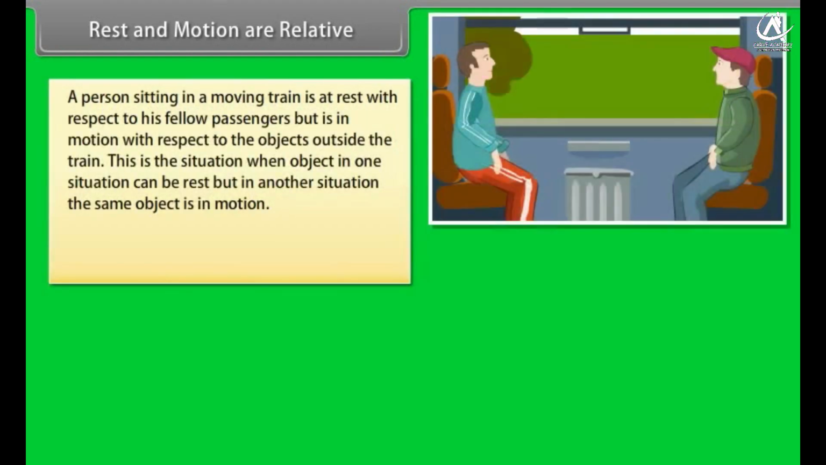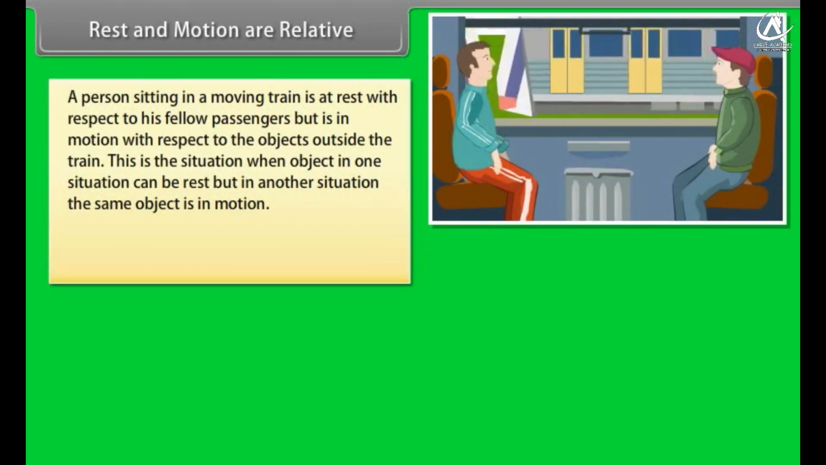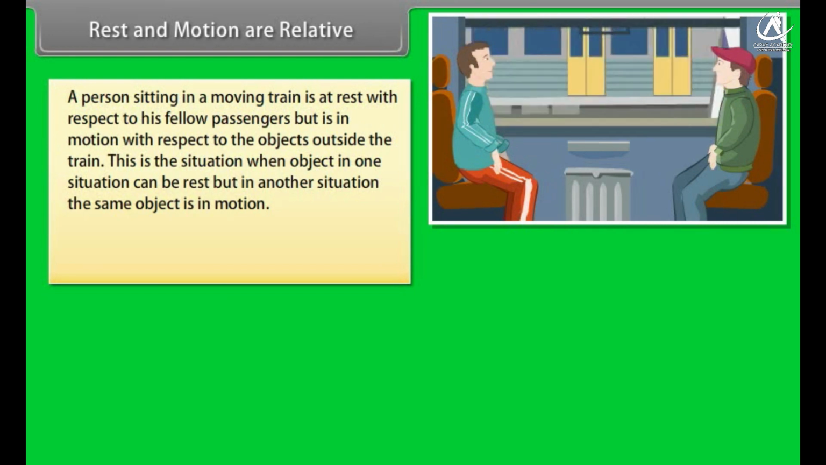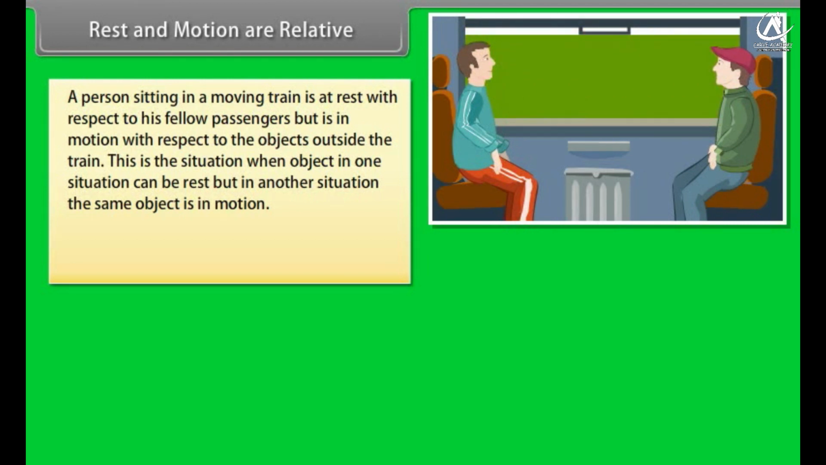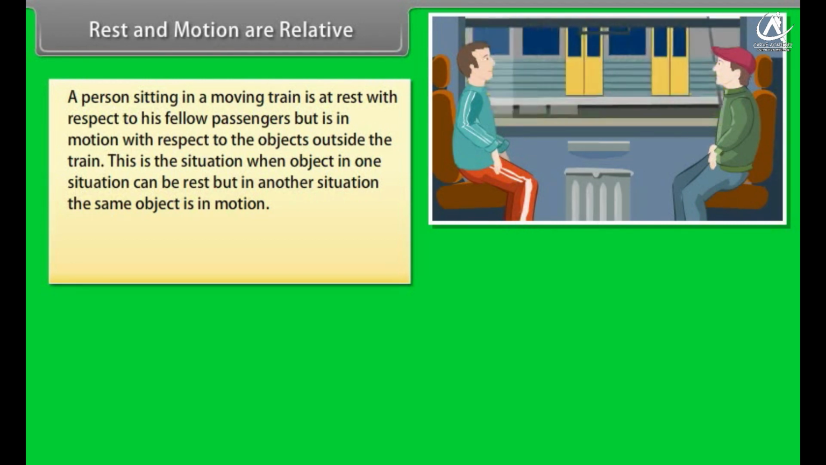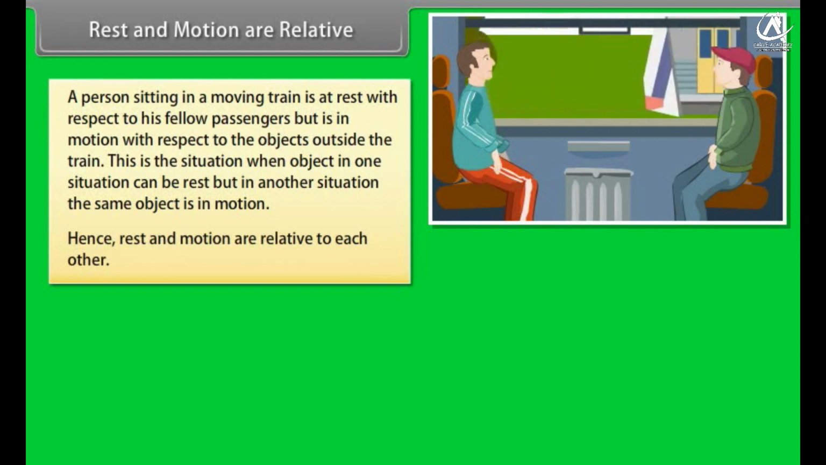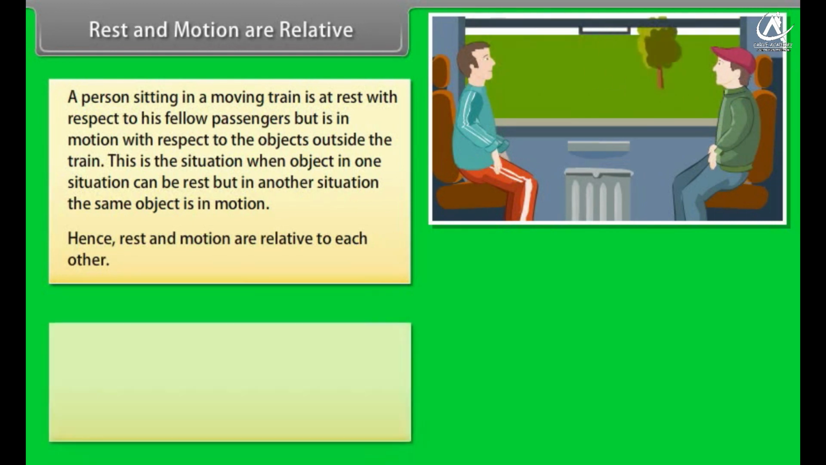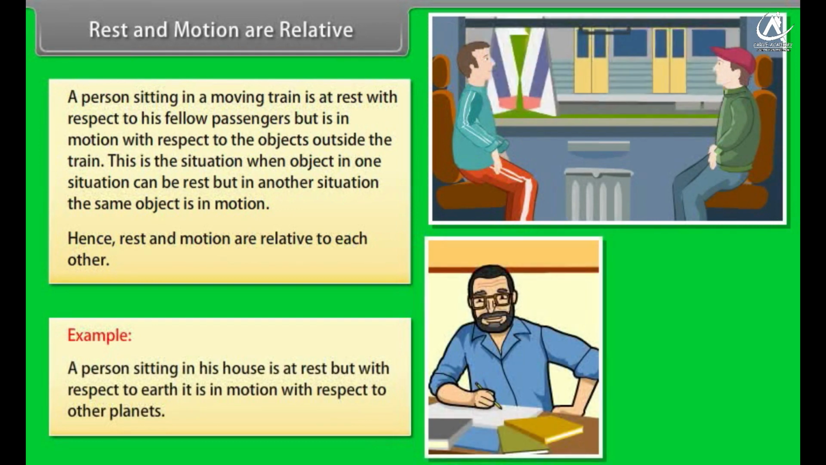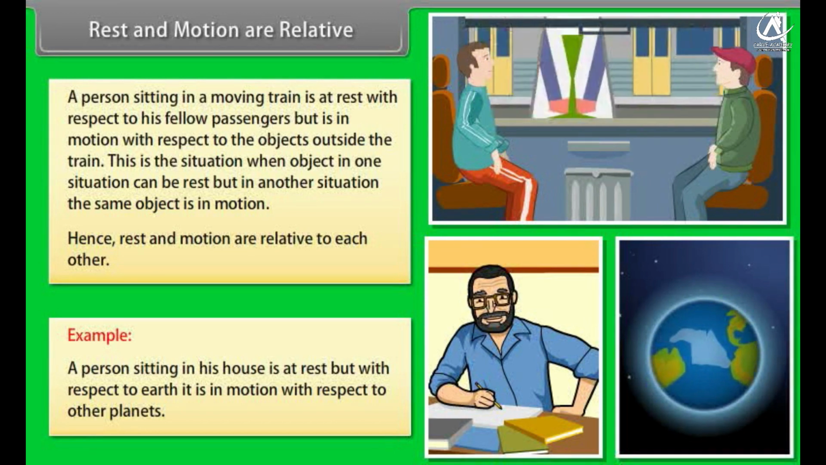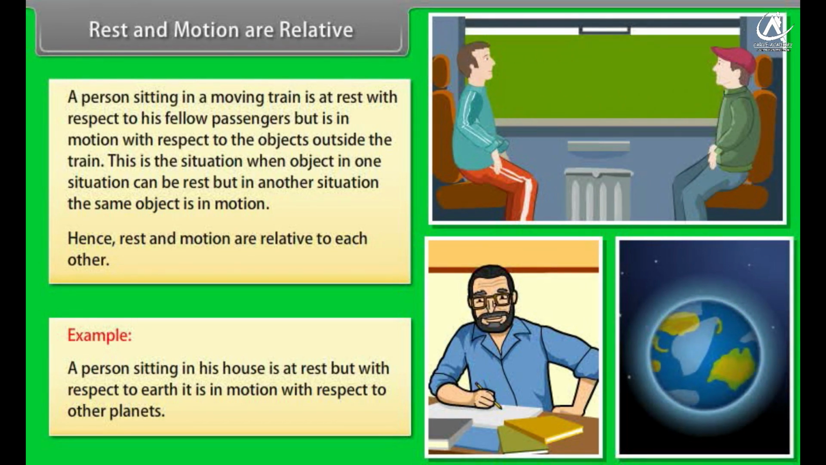Rest and motion are relative. A person sitting in a moving train is at rest with respect to his fellow passengers, but is in motion with respect to the objects outside the train. This is the situation when an object in one situation can be at rest, but in another situation the same object is in motion. Hence, rest and motion are relative to each other. Example: A person sitting in his house is at rest, but with respect to Earth, he is in motion with respect to other planets.